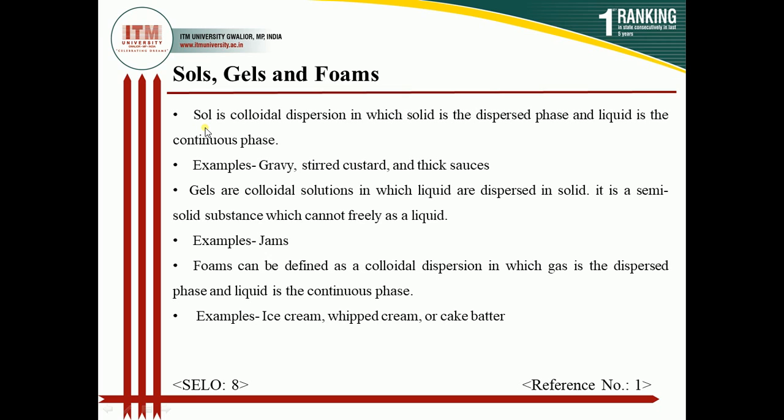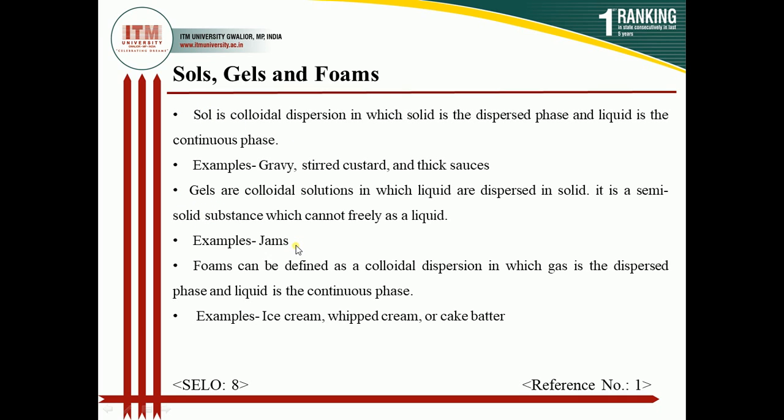Sol is a colloidal dispersion in which solid is the dispersed phase and liquid is the continuous phase, such as custard. As we all know, the custard powder is added into the milk, so milk is a liquid and it is the continuous phase, and custard comes under the solid and it is the dispersed phase. So stirred custard or gravy are the best examples of sol.